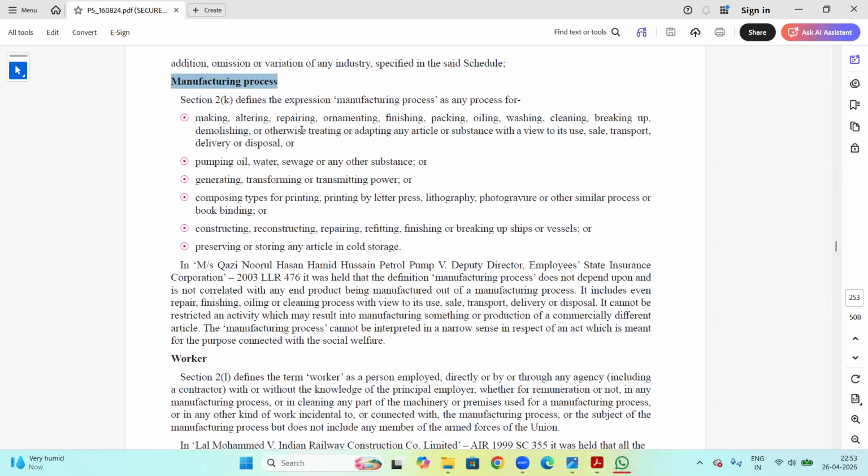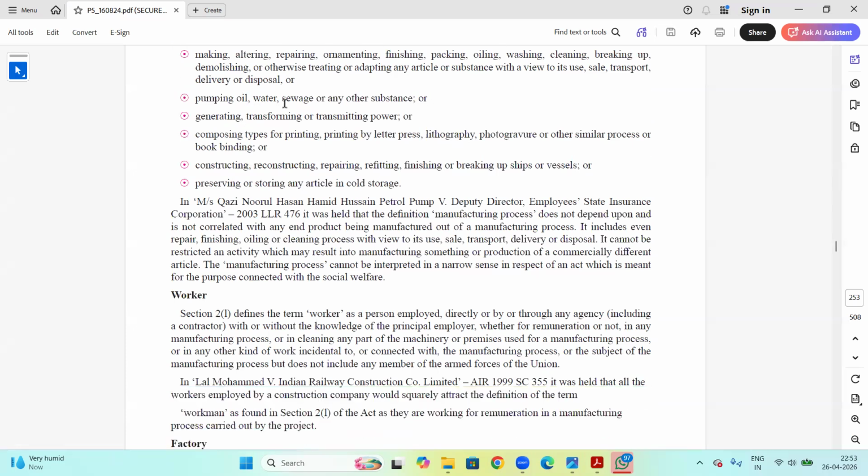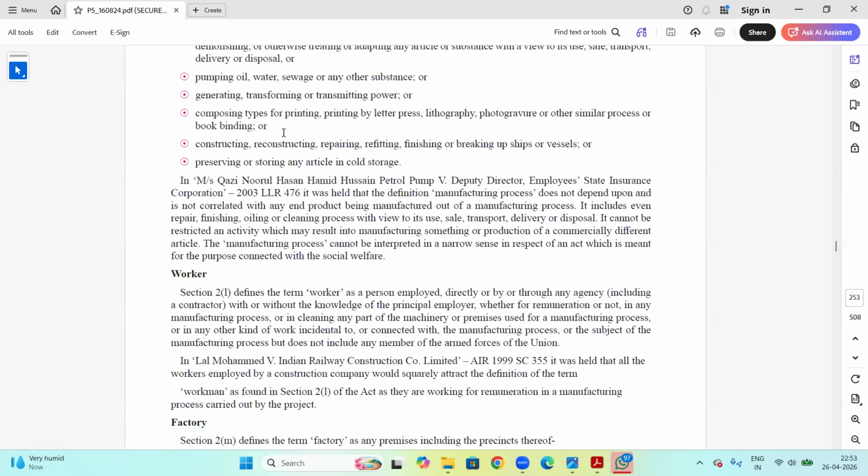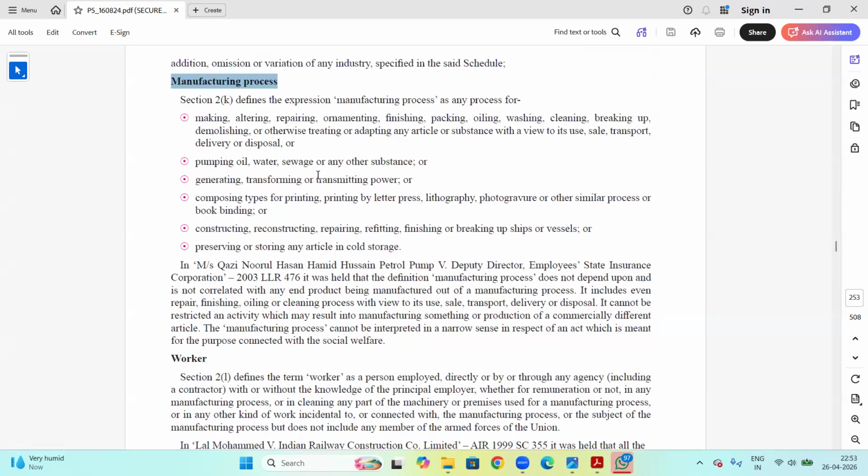It is the making, altering, repairing, ornamenting, finishing, packing, oiling, washing, cleaning, breaking up, demolishing, or otherwise treating or adapting any article or substance with a view to its use, sale, transport, delivery, or disposal; pumping oil, water, sewage, or any other substance; generating, transforming, transmitting power; or composing type for printing, printing by letterpress, lithography, photogravure, or similar process, or bookbinding; constructing, reconstructing, repairing, refitting, finishing, or breaking up ships or vessels; or preserving or storing any article in cold storage.